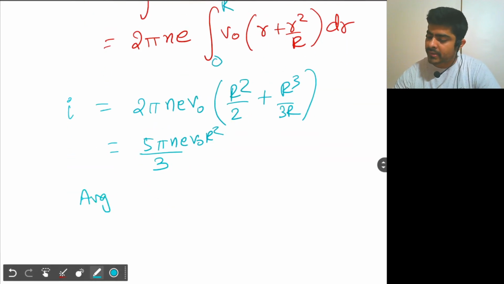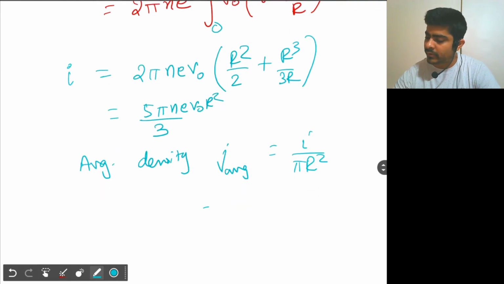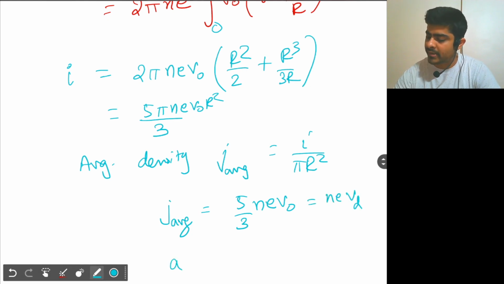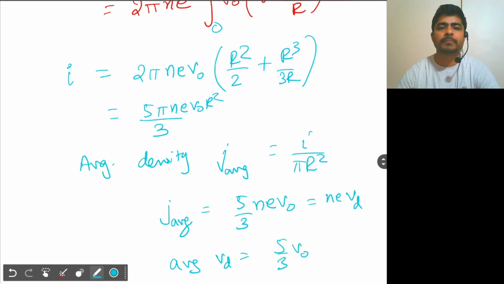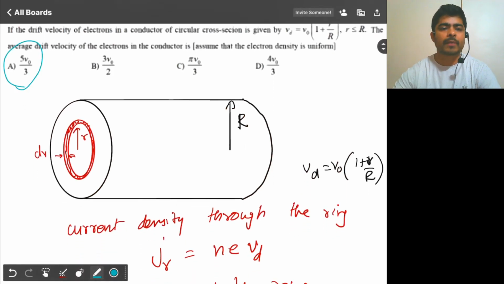So the average current density will be how much? J average will be I by pi R square, simple. So this will be equal to 5 by 3 Ne V naught. This is your J average, and we write this as Ne Vd average. So the average drift velocity is 5 by 3 V naught, simple. So the answer will be option A, 5 by 3 V naught.